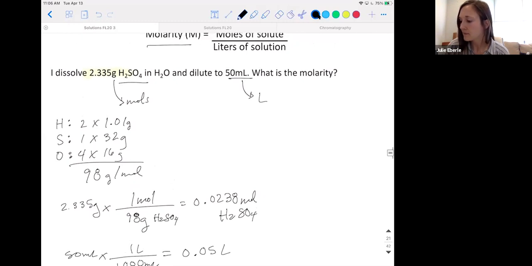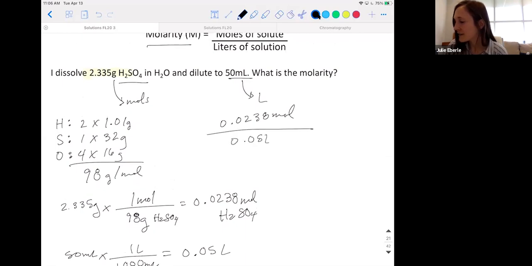Okay. So we'll do 0.0238 moles divided by 0.05 liters. What is our molarity?